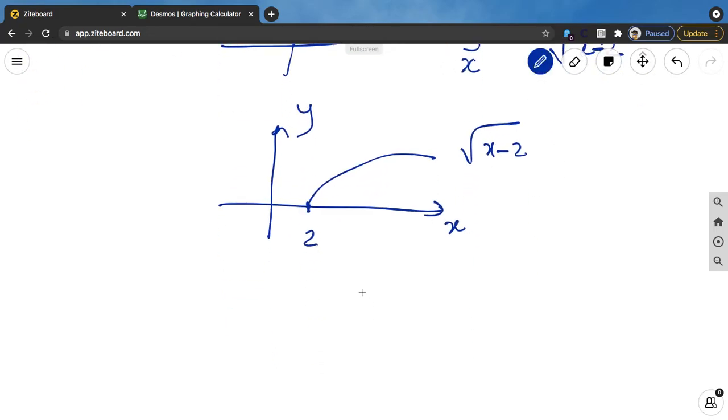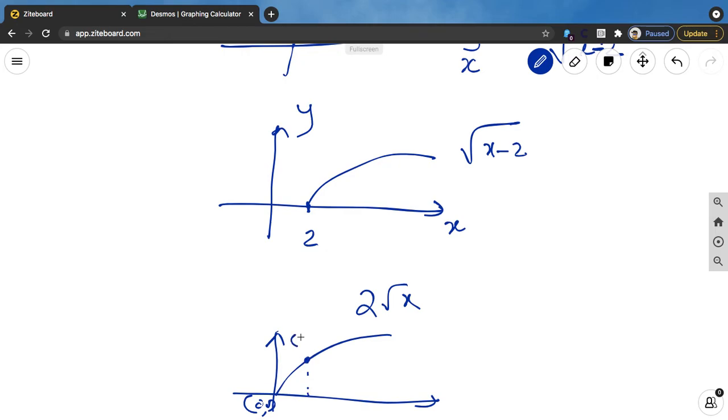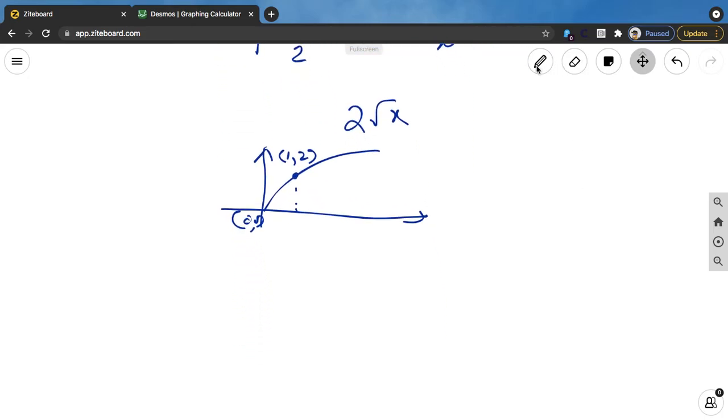What if it is 2 root x? Well, it's a vertical stretch. Now, how do I show the vertical stretch to the examiner? Well, mark a point. 0, 0 will remain as it is. But when x is 1, y will be 2. In the original function of root x, 1, 1 would be a point, but in 2 root x, 1, 2 is a point. And the shape. This way the examiner knows that you have understood 2 root x, what kind of transformation it is doing.